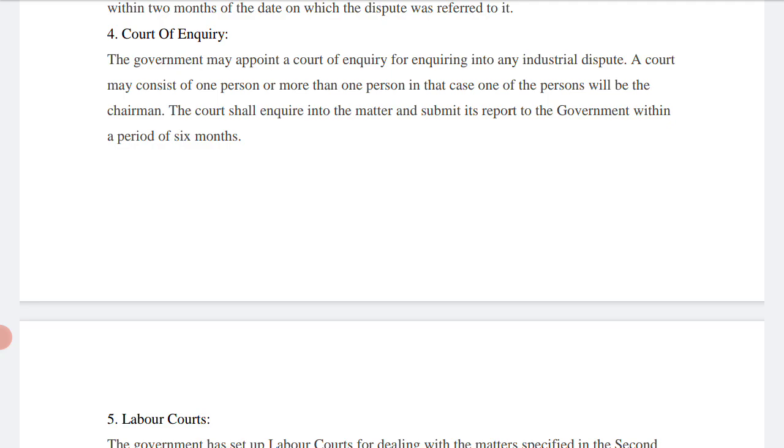The court shall inquire into matters and submit its report to the government within a period of 6 months. Means what the court is supposed to do? The court is supposed to collect information related to the dispute and submit it to the government. What exactly has happened has to be told to the government within 6 months.